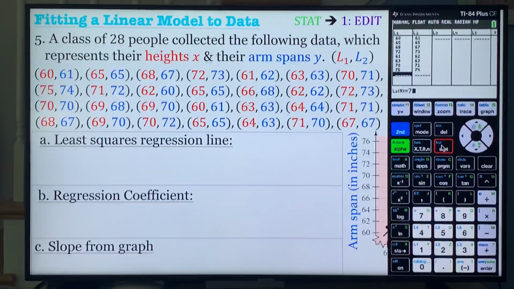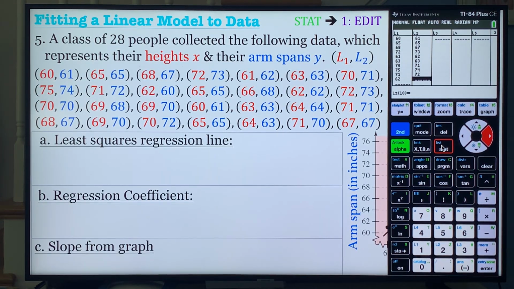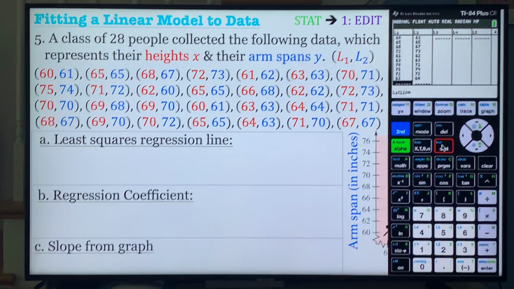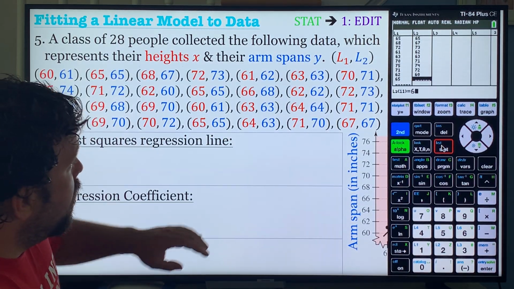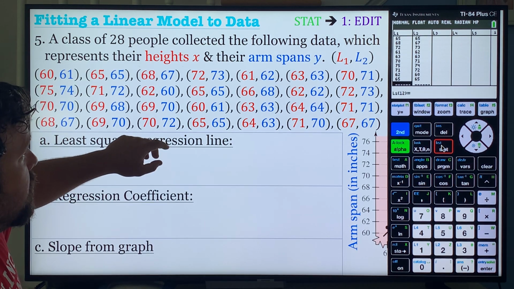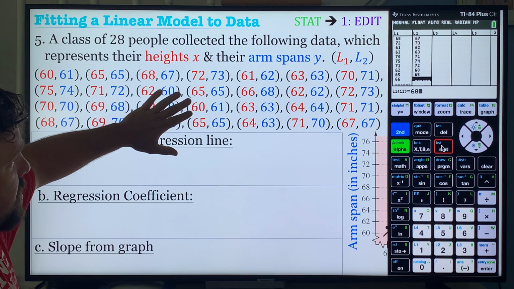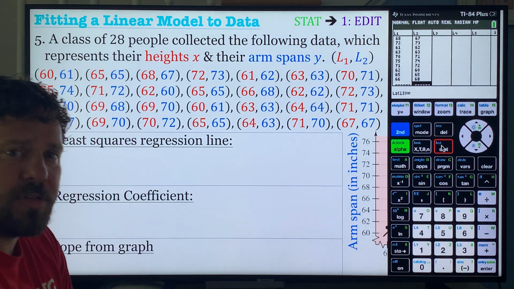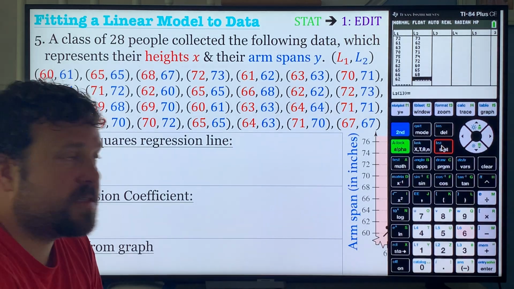You should still be typing those guys in right now. All right, so we have 62, 60, 65, 65. So look, as you can see, this does take some time. As you're doing it, I'm just going to explain some things to you. You have to be very careful when you're typing all this stuff in.